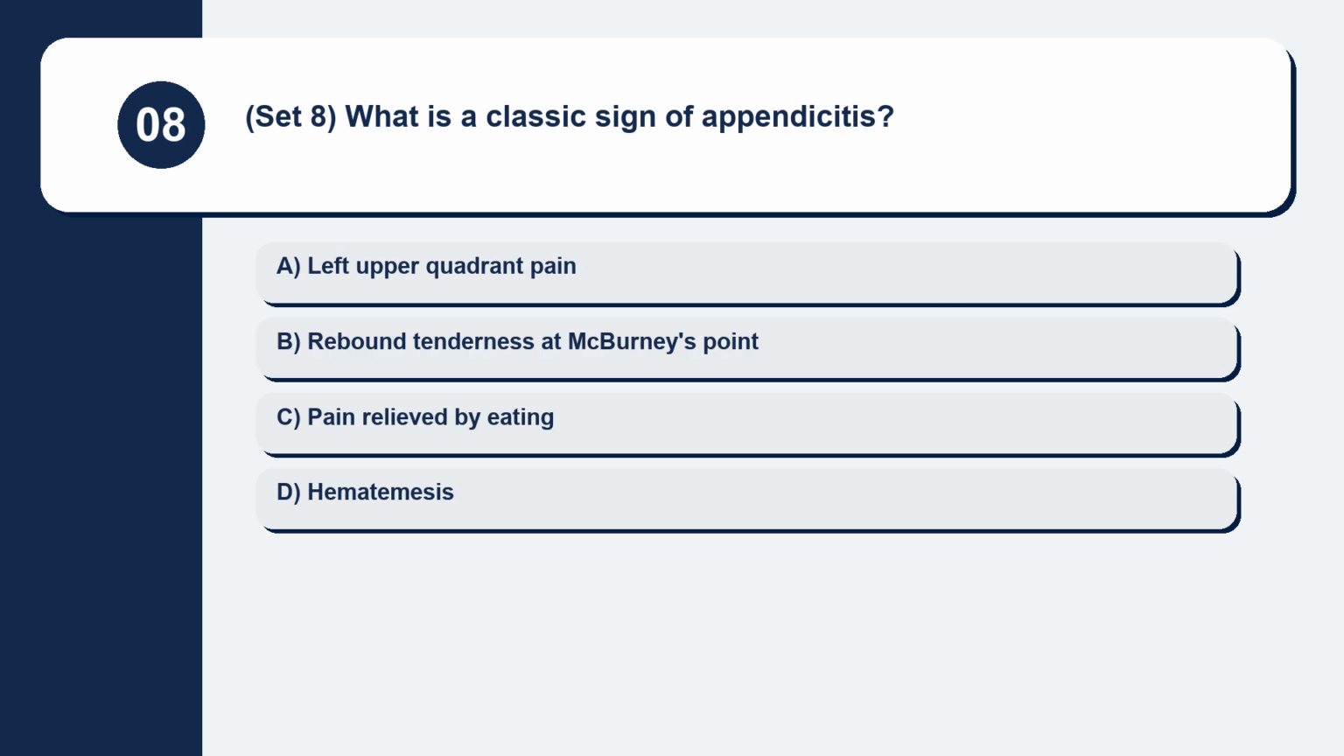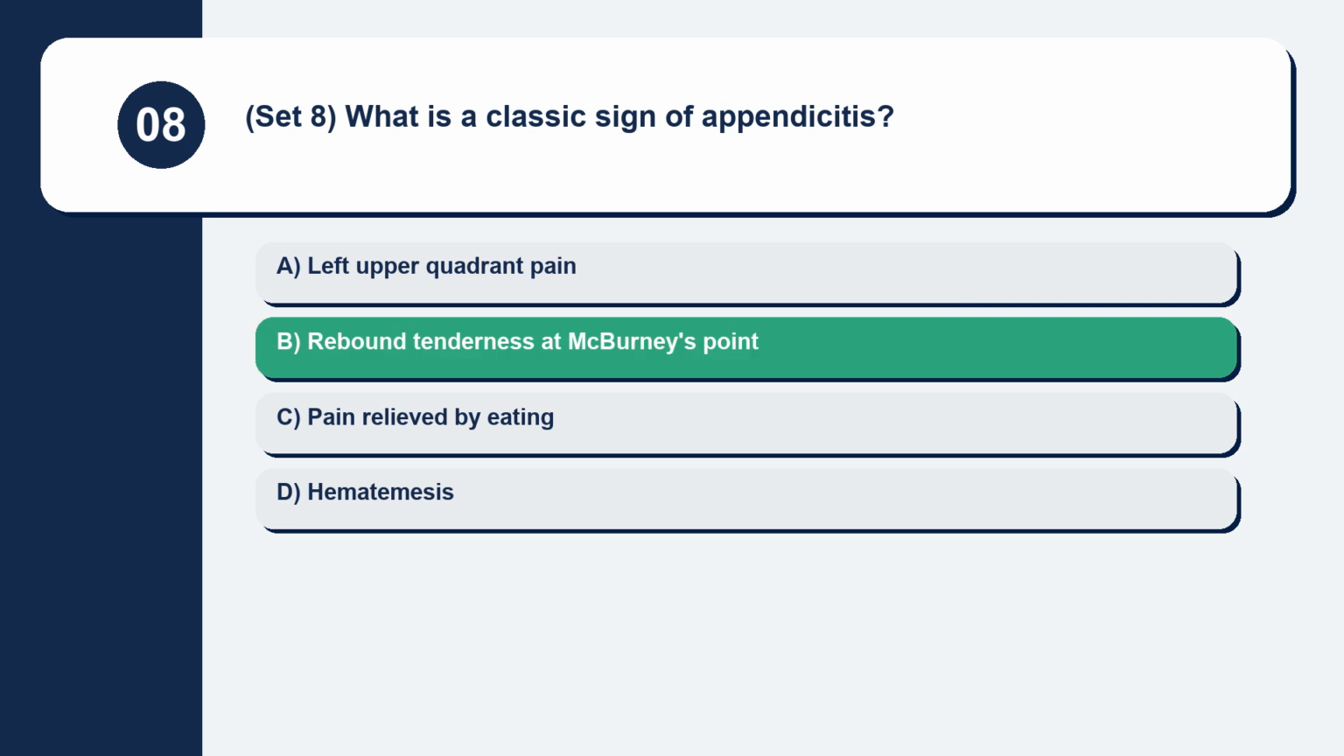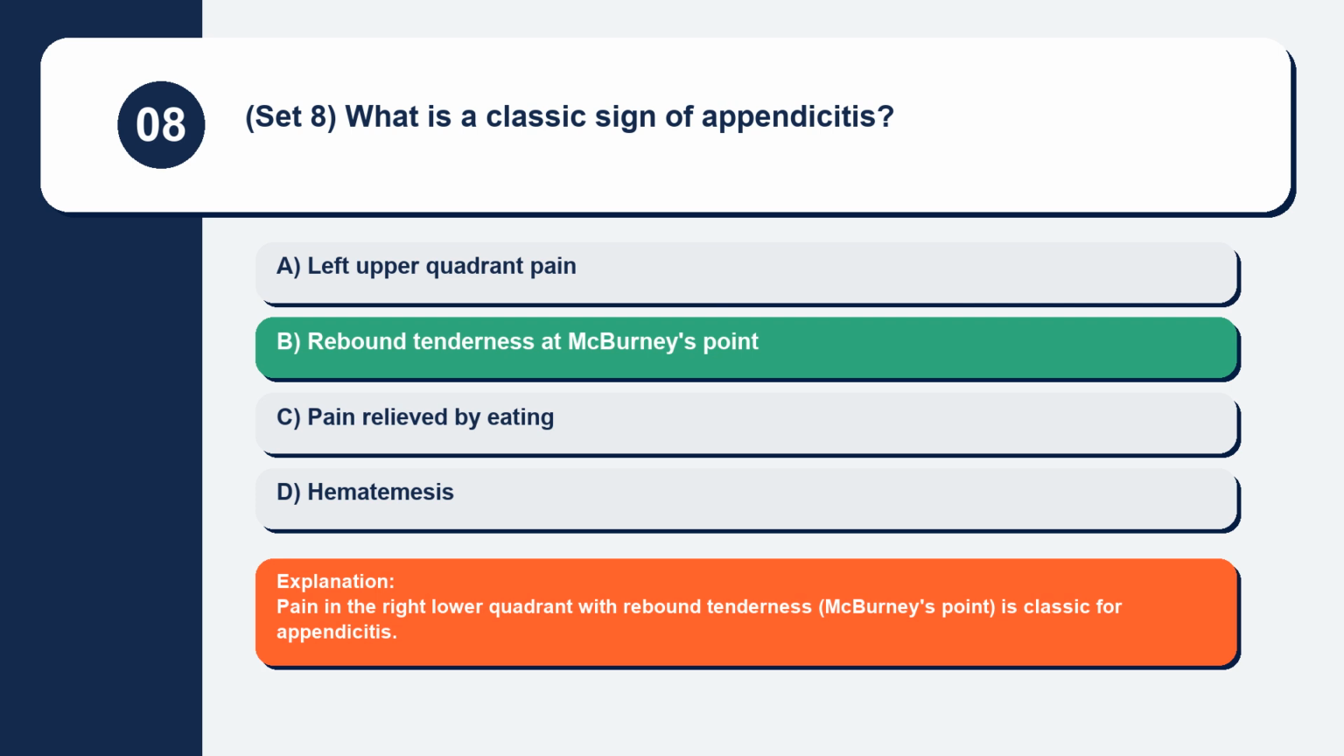Question 8, Set 8. What is a classic sign of appendicitis? Left upper quadrant pain, rebound tenderness at McBurney's point, pain relieved by eating, hemoptysis. Pain in the right lower quadrant with rebound tenderness, McBurney's point, is classic for appendicitis.